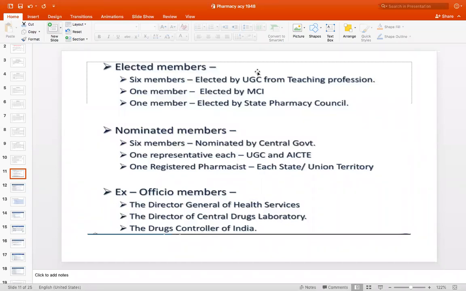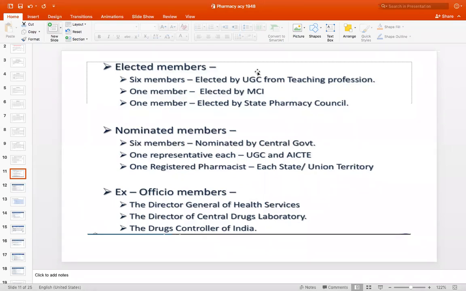And 1 member is from Medical Council of India. That is because, again, medicine or medical and pharmacy are related, so they put 1 member from MCI also. State Pharmacy Council, because each state will have different issues to be addressed, hence, from each state, one pharmacist will be elected and put in this elected member list.